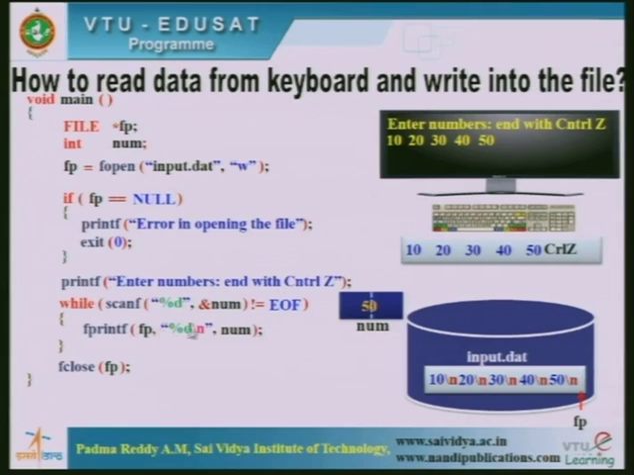But one thing you remember, the function scanf here returns 1, indicating one value is successfully read from the keyboard. Now finally, once you press Ctrl Z, see what's happening. If you press Ctrl Z, have you read the data into the variable num? No. In that particular case, the function scanf returns -1. What is the value of EOF? -1. What the function scanf returns? -1. So -1 not equal to -1, it is equal. What will happen? Control comes out and the file will be closed. So this file will be closed.